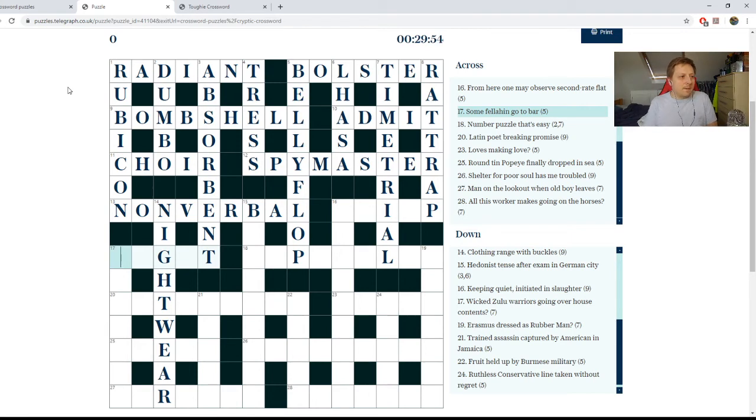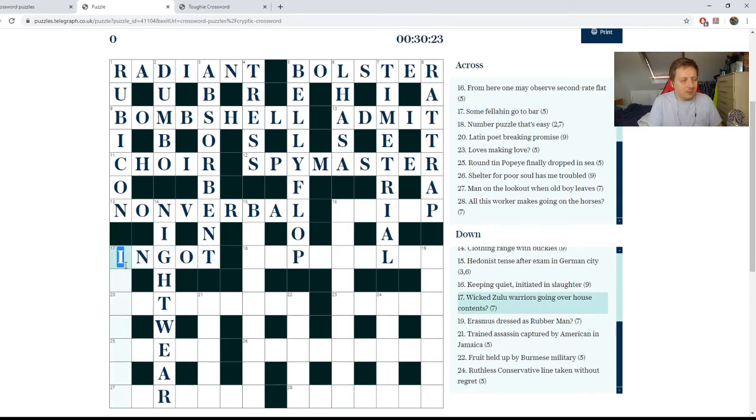17 across. Some felahin go to bar. What? Some word that I can't pronounce go to bar. I mean, I'm just going to fill this right in. It's ingot. It is literally hidden in here. Some felahin go to bar. There you go. A bar of gold or of whatever is an ingot. Does an ingot have to be of gold, or is it just something that's ingot-shaped? Probably just something that's ingot-shaped. Tends to be gold, of course. Felahin are Egyptian peasants. We all do that. Thank you, Sensei.